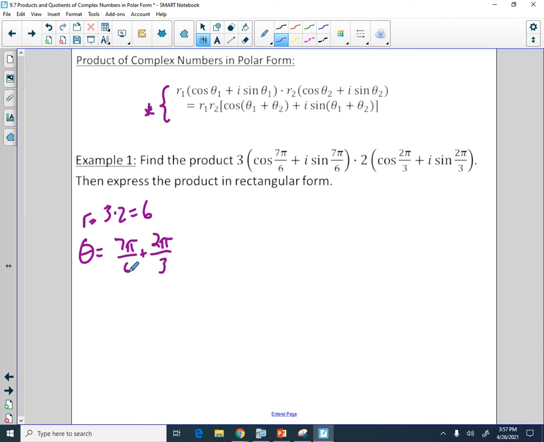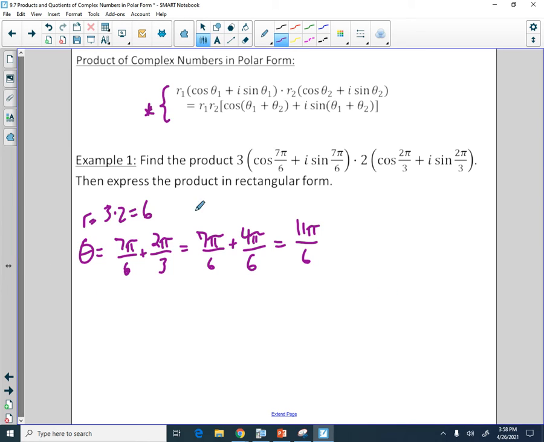To make 2 pi over 3 into something over 6, we have to multiply the top and bottom by 2. So that's really 7 pi over 6 plus 4 pi over 6, right? Because 4 over 6 simplifies to 2 over 3, so 2 pi over 3 and 4 pi over 6 are the same thing. Now, just like with other fractions, we can just add across the top. 7 pi plus 4 pi is 11 pi, and then over 6. All right, so now we have our R of 6 and our new theta, 11 pi over 6.